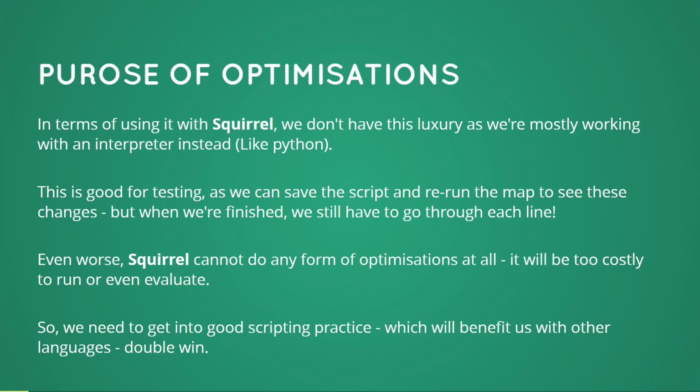In terms of using it in Squirrel, you don't have this luxury as you're mostly working with an interpreter instead. This is good for map testing because all we have to do is save the script and reload the map and the changes are right there. But the problem is once you finish that, we still have to go through line by line, which is very bad. Squirrel cannot do any optimizations at all because it doesn't know how to, and it's too costly to run and even evaluate. So we have to have good scripting practice, which will make our script run faster and more efficiently. You can use these techniques in other programming languages too, so you're getting an extra bonus for watching this video.